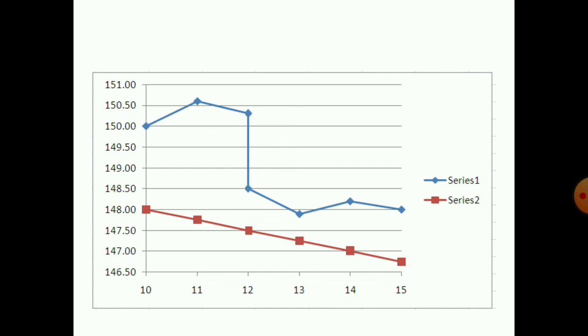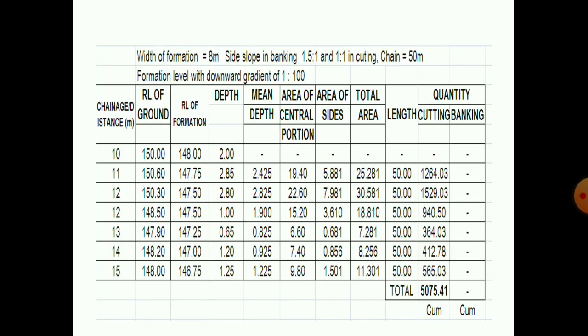Third problem. Here the formation line is well below the ground level. Ground level is as it is, with the same reduced levels, and you can see the formation level at 10th chainage is 148 and it is sloping downwards at 1:200. So here you can see the formation level is well below the ground level. So all the depths we have to take in cutting. So here you will get the quantity in cutting only. The quantity as per the mid-sectional area method is 5075.41. Thank you.